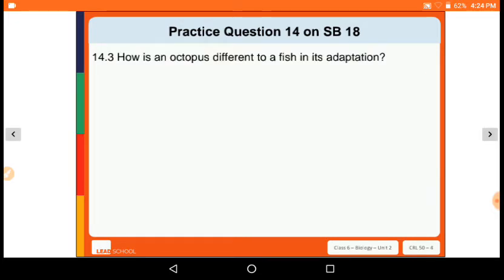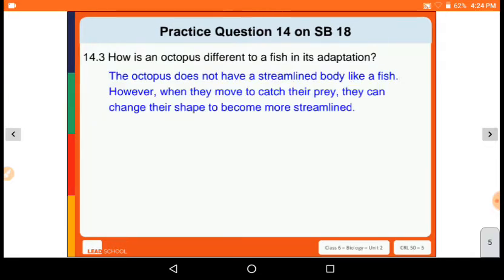Next, 14.3: How is an octopus different from a fish in its adaptation? So you can write, the octopus does not have a streamlined body like a fish. However, when they move to catch their prey, they can change their shape to become more streamlined.